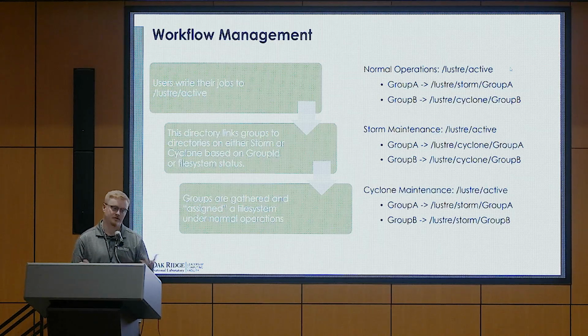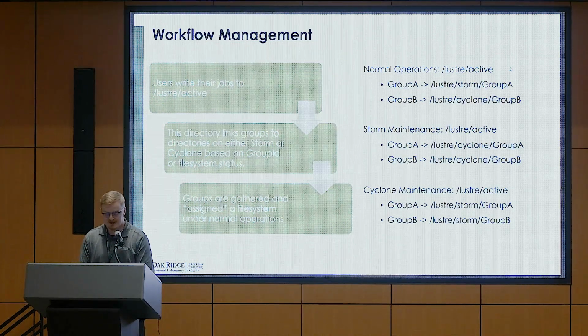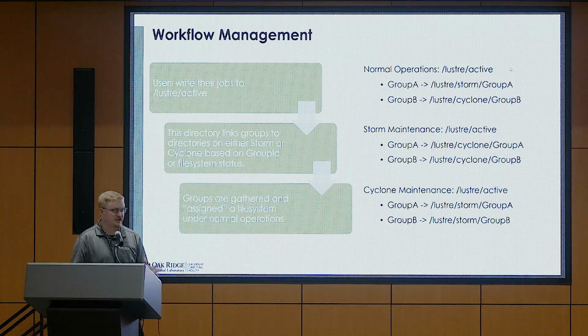So users just use Lustre Active. They don't have to worry about the underlying file system. If we decide to take down a file system, we just point all links to whichever file system isn't down. So if Storm's down, for example, we will have Lustre Active point Group A to Lustre Cyclone Group A and Group B to Lustre Cyclone Group B, and vice versa for Cyclone. It's pretty nice. The users just have to use Lustre Active in their jobs, which is pretty convenient for them, and it allows us to determine where the users are and gives a pretty easy listing of where the users are as well.